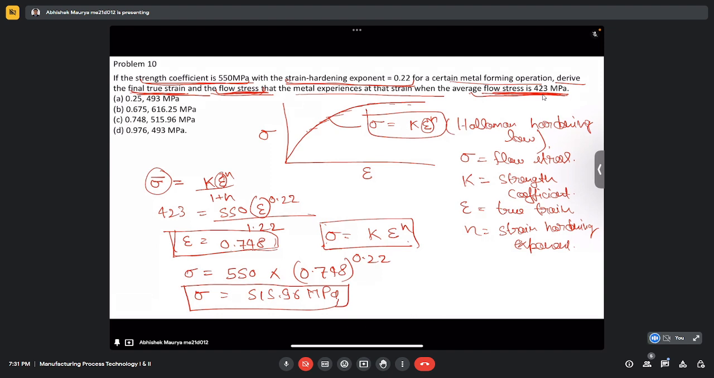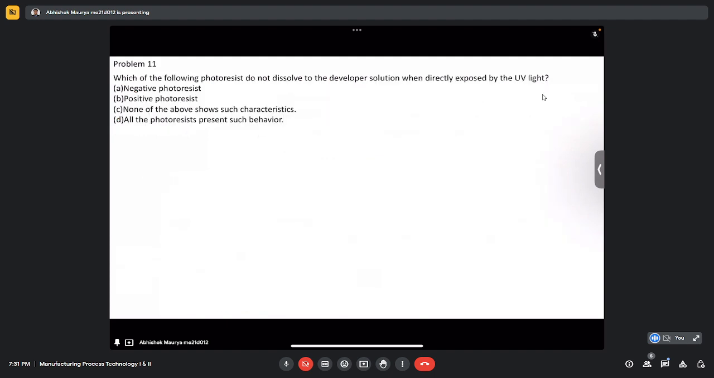So which one is the correct one? Yes. Okay, any doubt? It seems there is no doubt, so we will move to the next problem. First of all, please try it by yourself and then I will give the answer.